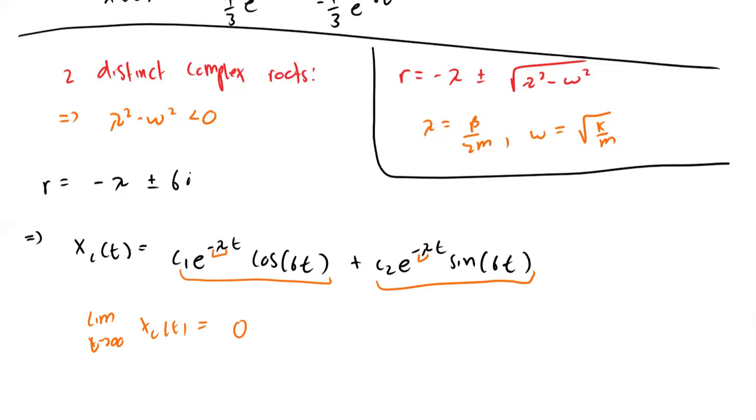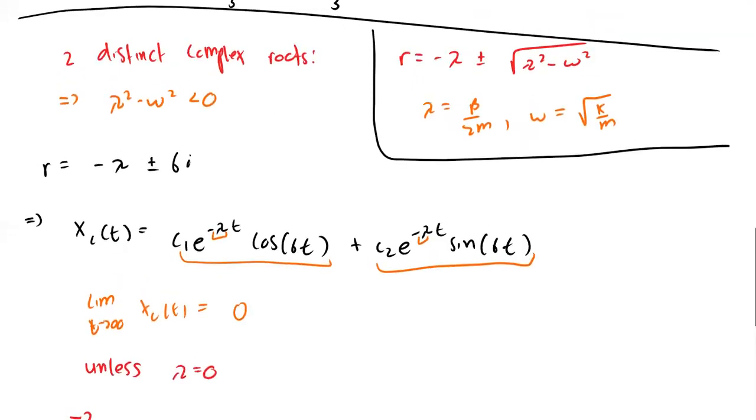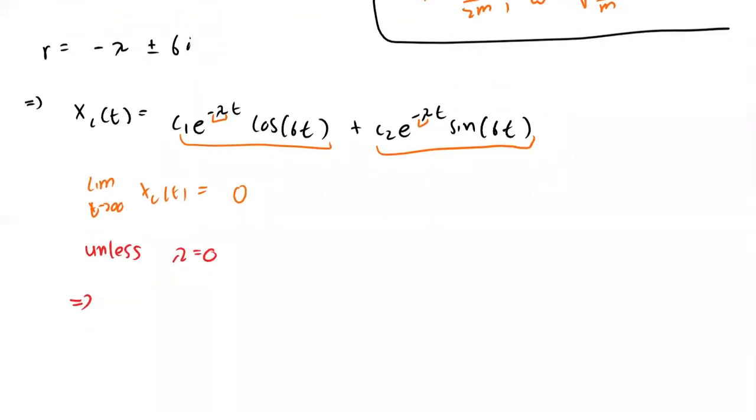Unless, and this is the thing I wanted to point out, lambda equals 0. Why? Because if lambda equals 0, which means that beta equals 0, that means there is no damping. So if lambda equals 0, then we know what the solution looks like. e to the 0 is just 1. So we're back to the solution in the case of no damping, when there are no damping forces.